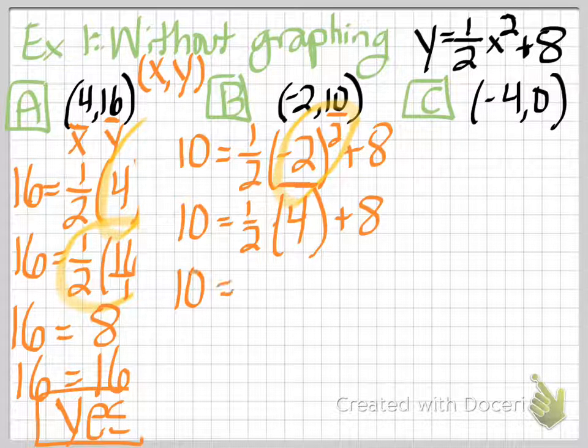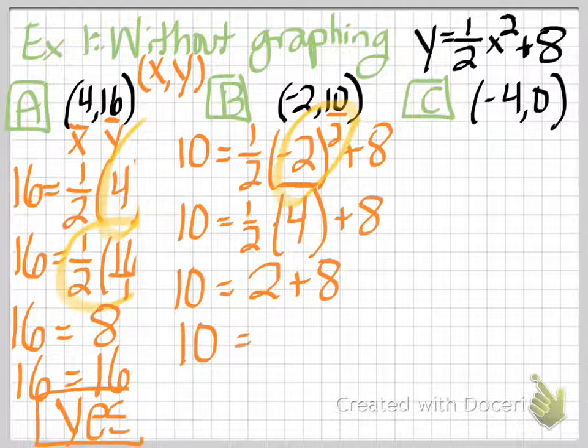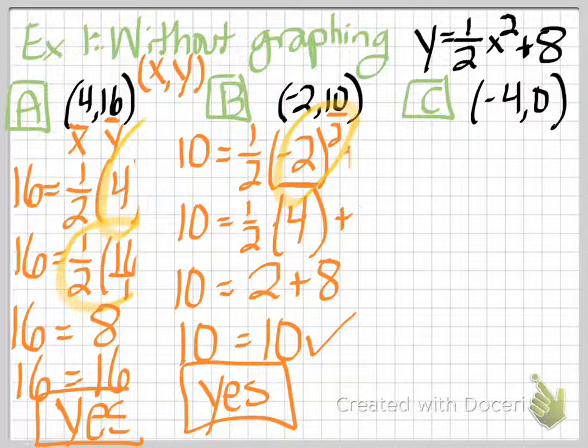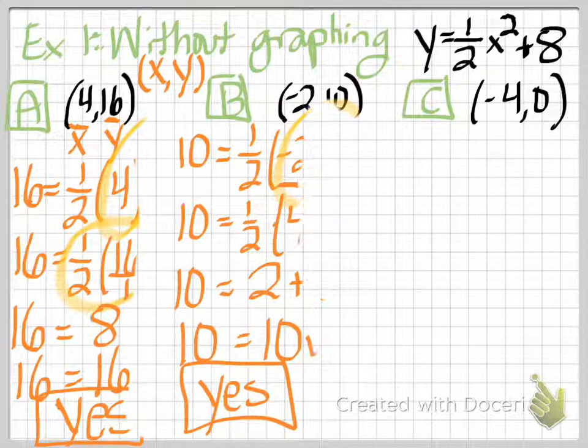10 equals, now I'm going to do the multiplication before the addition. Half of 4, or 1/2 times 4 is 2, and 2 plus 8 is 10. So the answer to B, since I get a true statement, is yes. Okay, so far, hopefully so good. C, let's do one more.